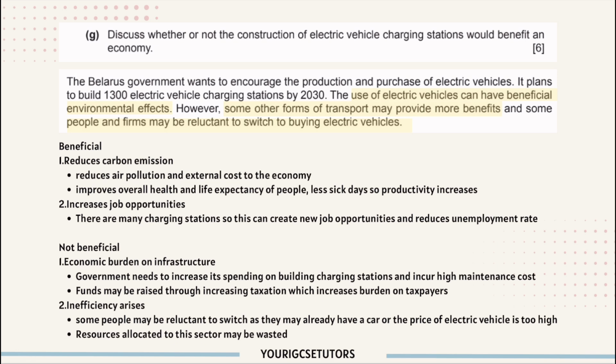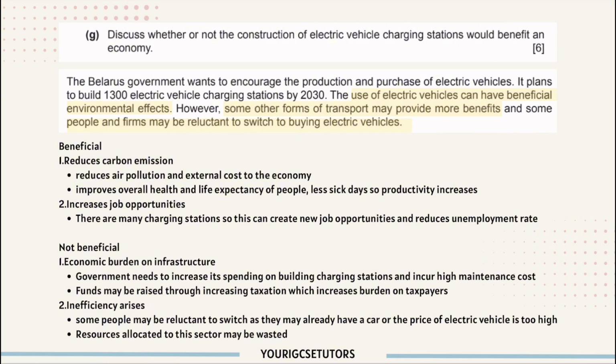Question G. Discuss whether or not the construction of electric vehicle charging stations would benefit an economy. You need to find some hints from the paragraph here. So we know that for the beneficial side, you can say that there's good environmental effects, but for the not beneficial side, you can say that some other forms of transport may provide more benefits, or some people and firms may be reluctant to switch to buying electric vehicles.